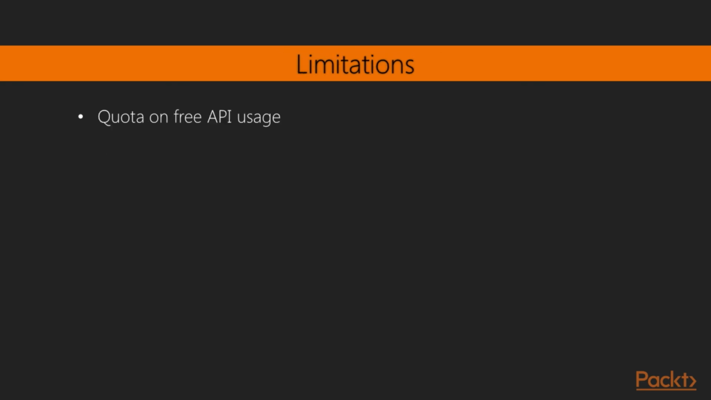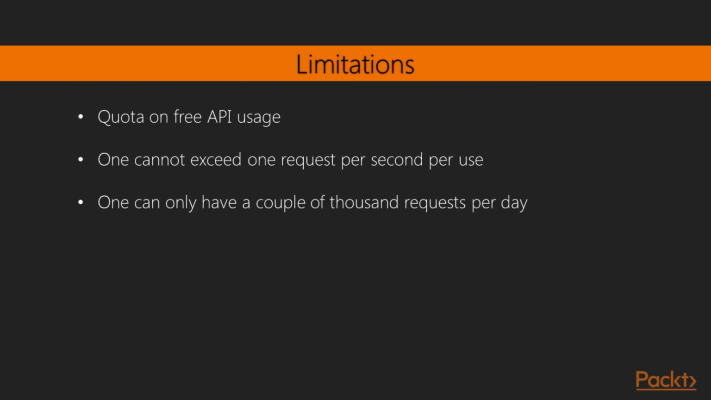canvas.toDataURL. Note that Google has a quota on free API usage. For example, you cannot exceed 1 request per second per user, and you can only have a couple of thousand requests per day. This quota changes all the time, but it's important to know about it.